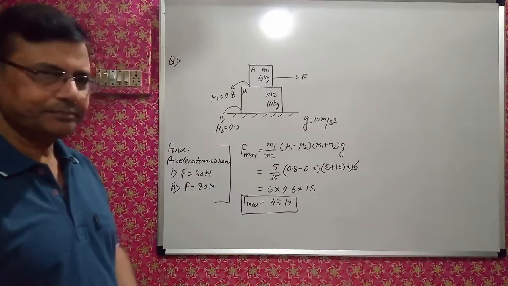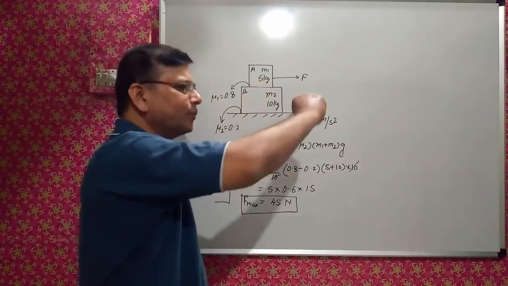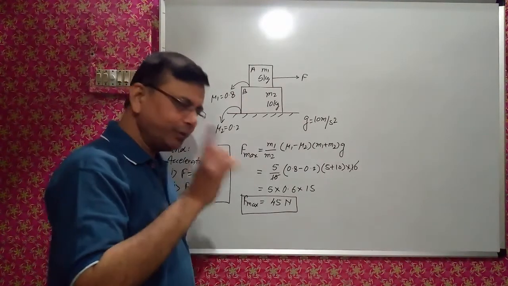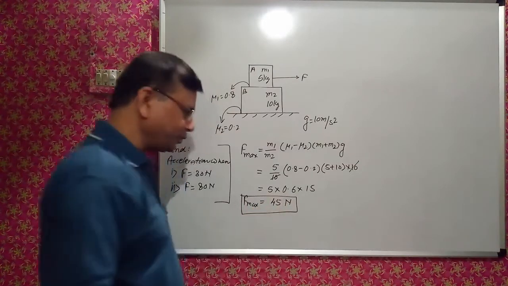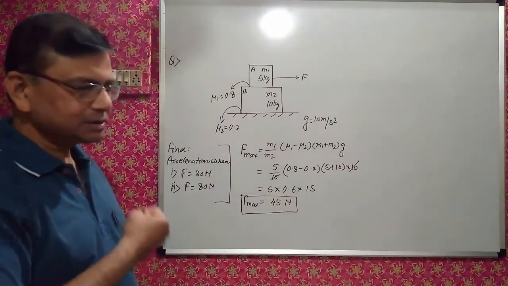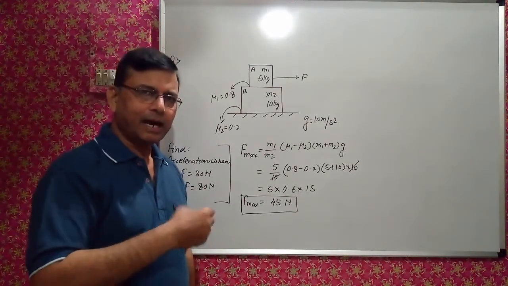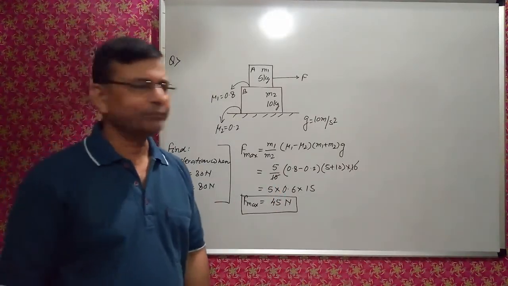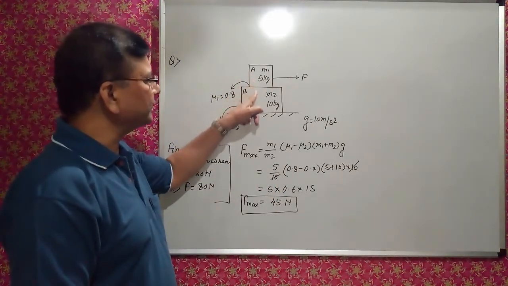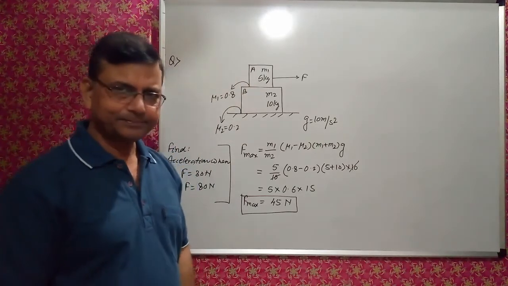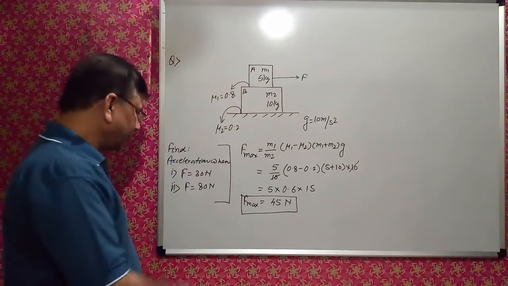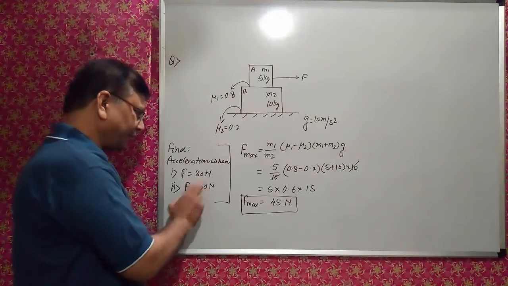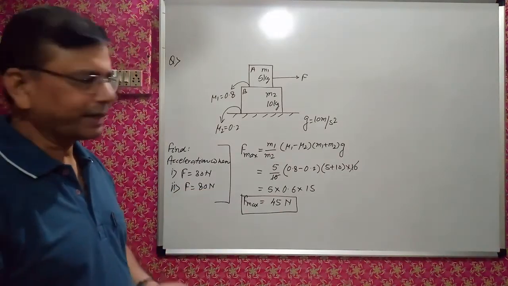It means what? If we go on increasing the force F till its value reaches up to 45 Newton, both the blocks will be moving together. As soon as I increase the force more than 45 Newton, there will be relative motion between these two blocks. ठीक है? Right. So it is given two forces are there. F 30 Newton, here F 80 Newton. So we will see in both the cases what happens.